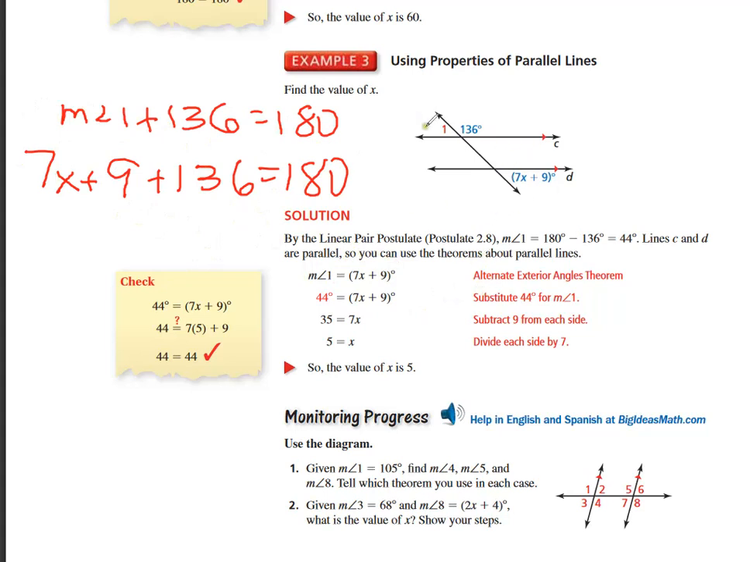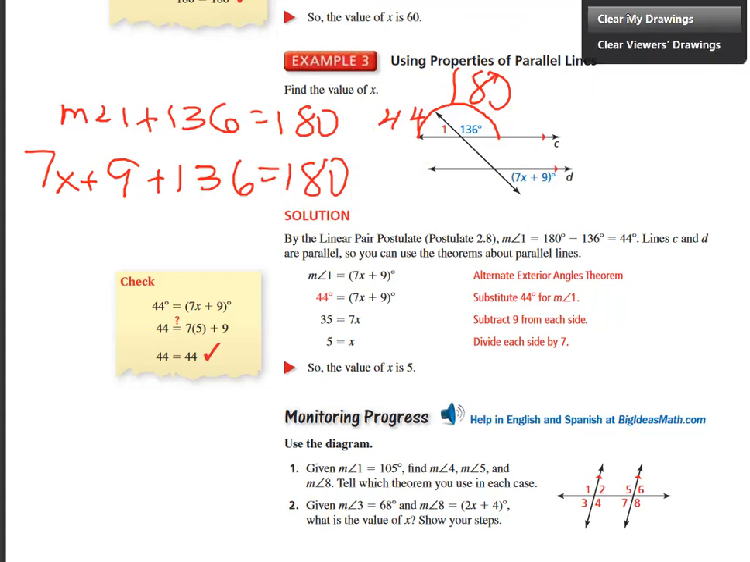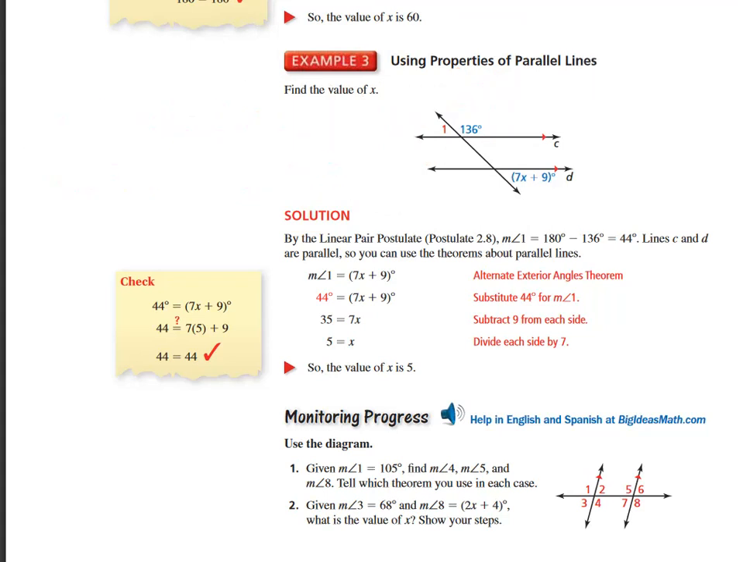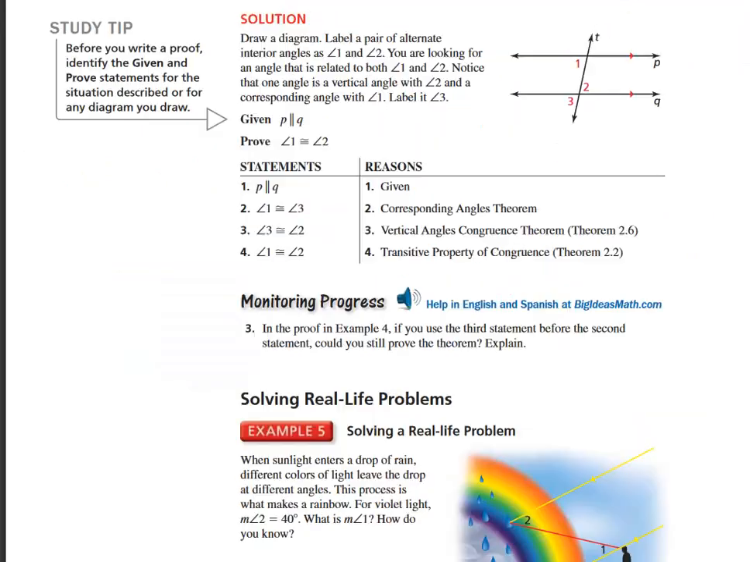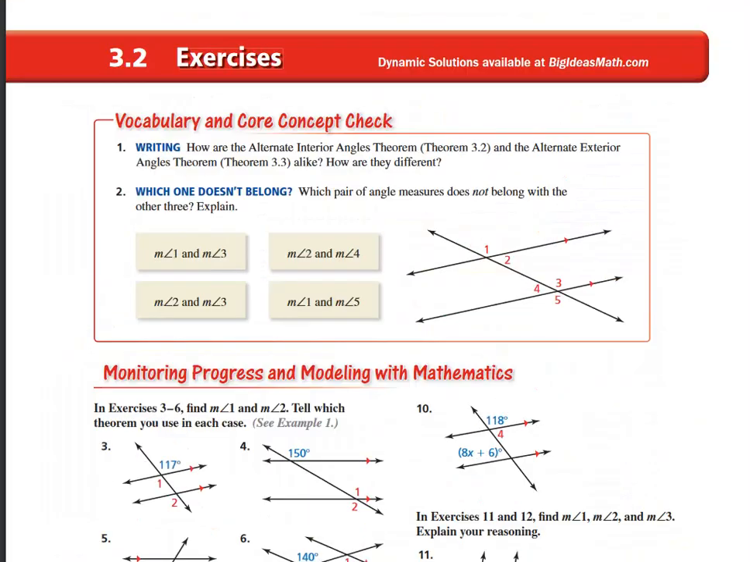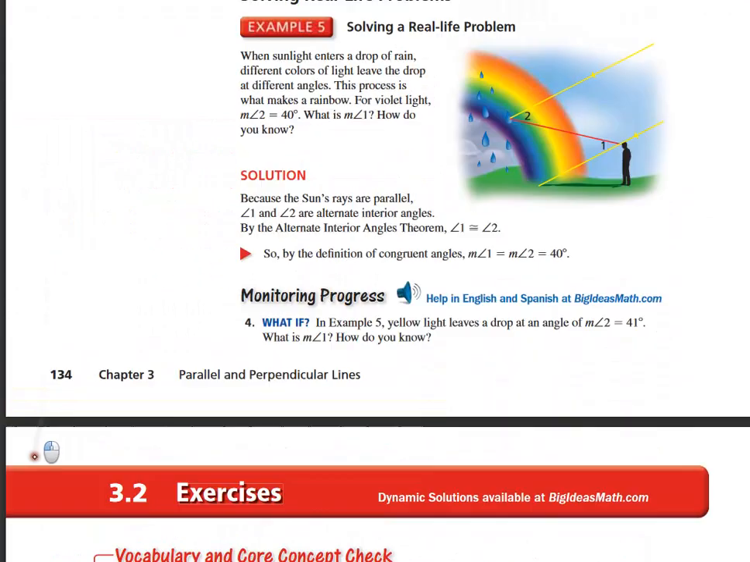Now what they did is they said measure angle 1 is equal to this guy right here. And then how they got this 44 is they subtracted. They went, okay, all of this is 180, so that's got to be 44. They subtracted 136 from 180. All right, let's see if we got any other questions here.